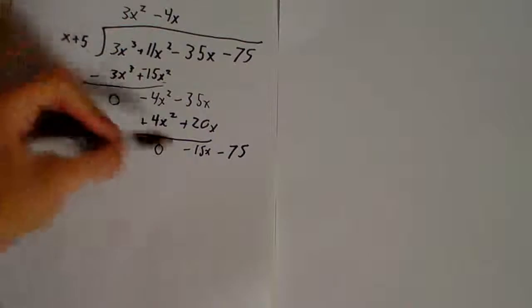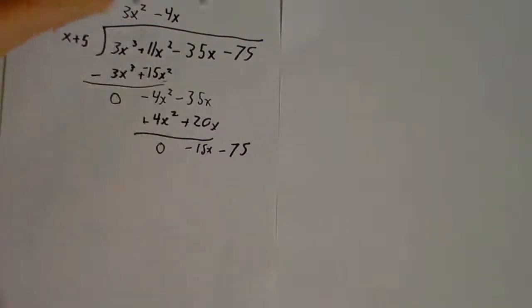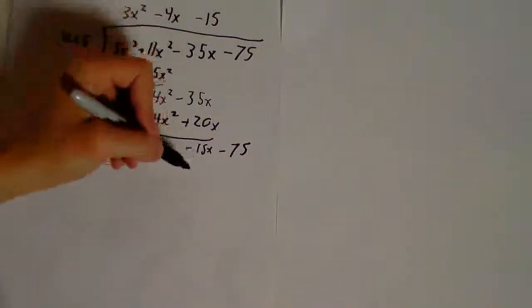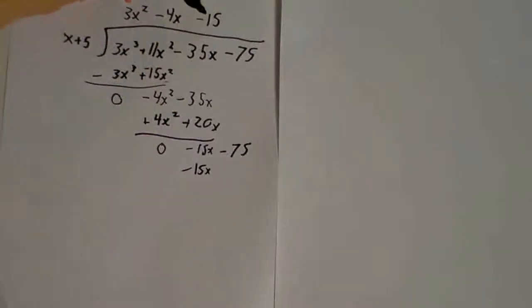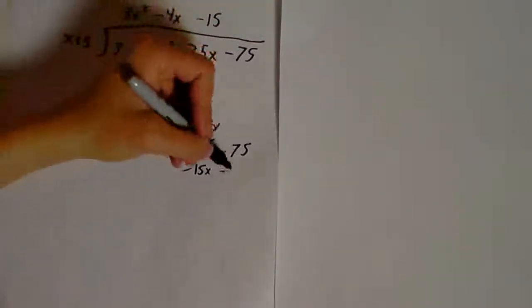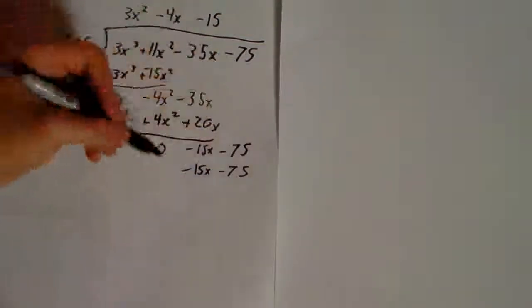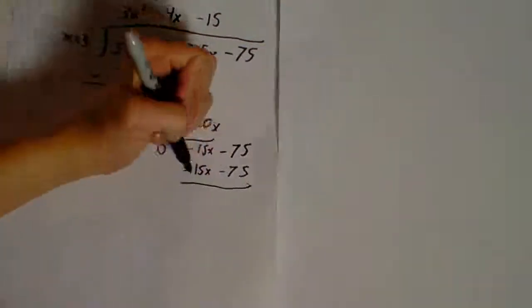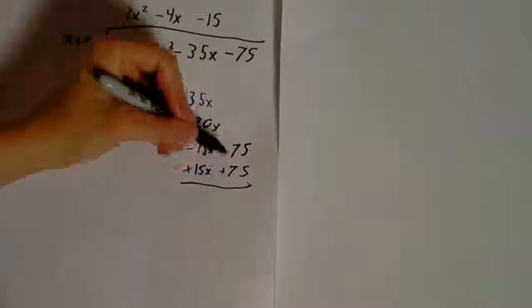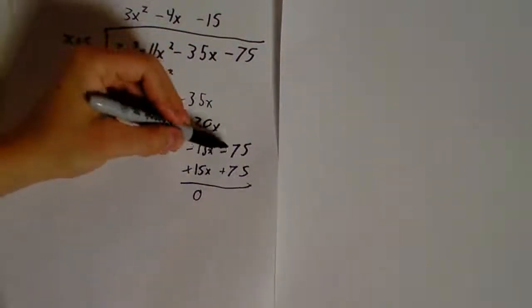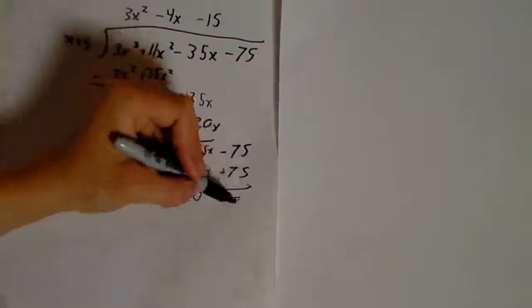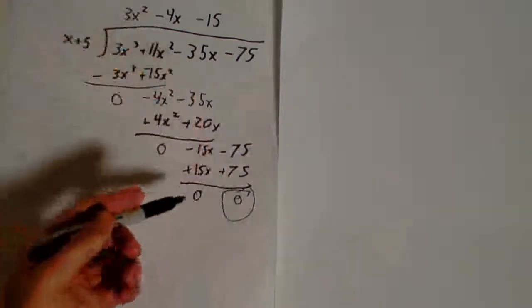Well, how many times does x go into negative 15x? Negative 15. Alright, negative 15 times x plus 5. Well, negative 15 times x is negative 15x, just like we said before. And negative 15 times 5 is negative 75. Alright, now we're going to subtract these. To subtract, of course, we just change the signs. We get negative 15x plus 15x. That cancels to 0. And then we've got negative 75 plus 75. That's also 0, so our remainder is 0.